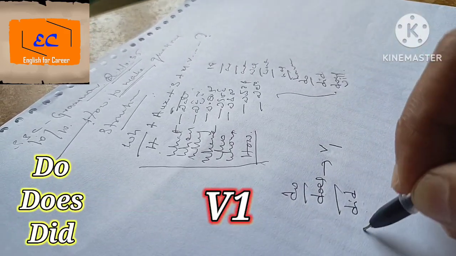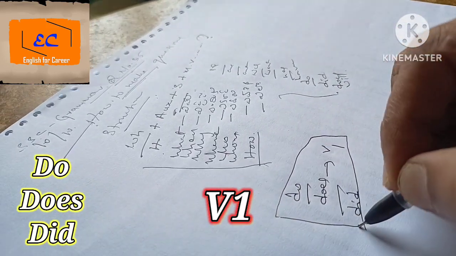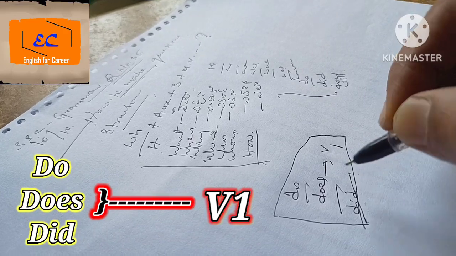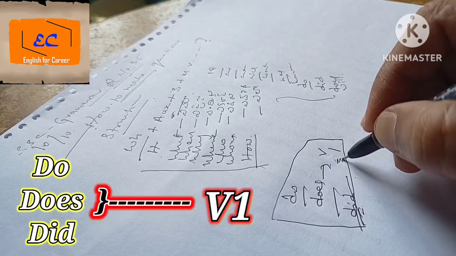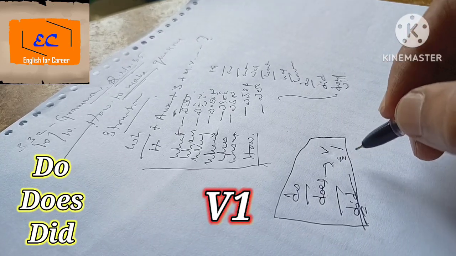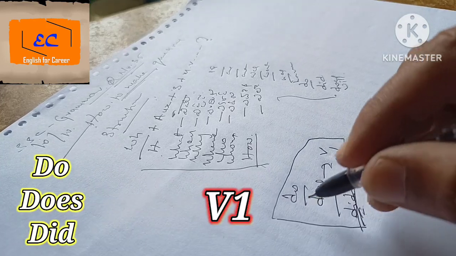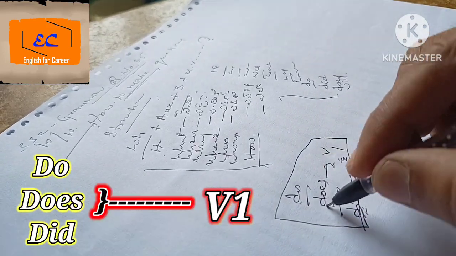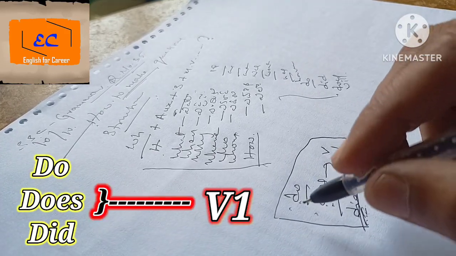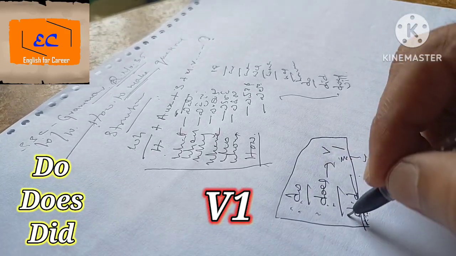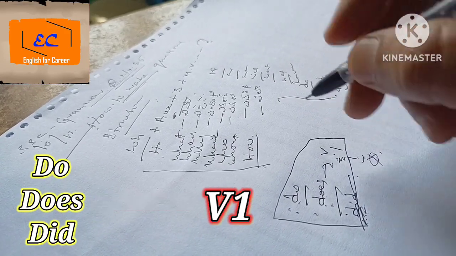Why am I stressing it? Because most people make mistakes while preparing a question related to this part. You use did, but you forget to use verb V1. So instead of V1, you write V2. That is wrong. Do, does are present, did is past. If you find do, does, or did in the question, the verb should be V1. Remember this.